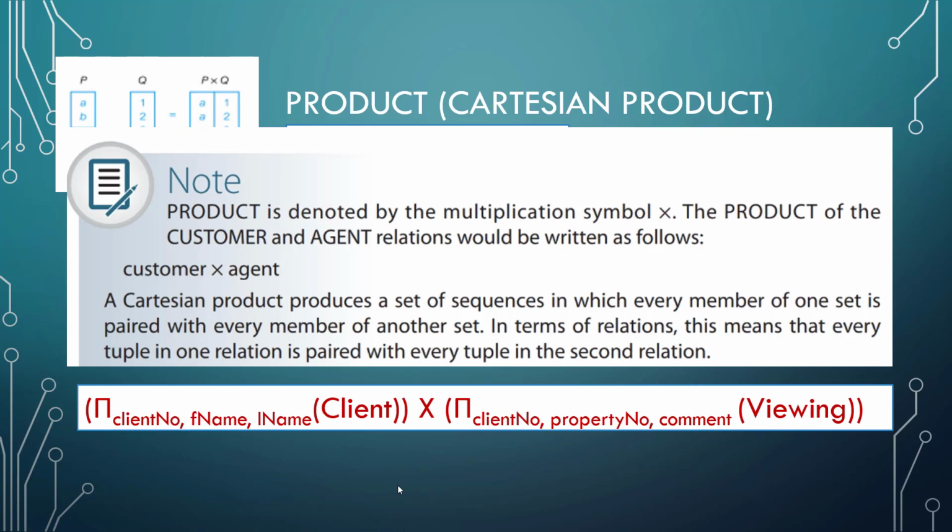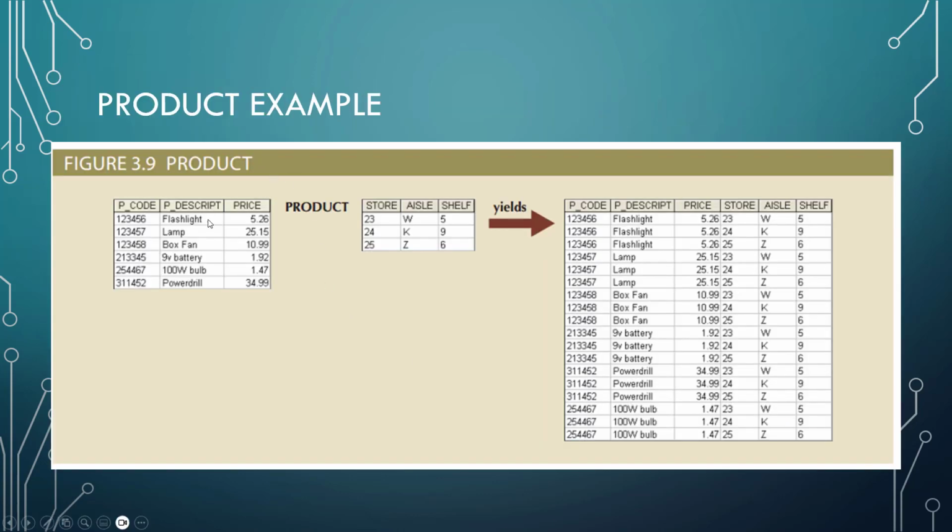A Cartesian product produces a set of sequences in which every member of one set is paired with every other member of the other set. I usually never do a product. There are exceptions. I can think of a few times where I've done this. Here is an example from the textbook. We've got product with these fields. And we have another table, maybe it's called location, with these fields. And the cross product is going to take flashlight, put it in 23, 24, 25. You see, the resulting set probably doesn't make a lot of sense. So it's not done a lot, but when it is done, it can result in a large result set.